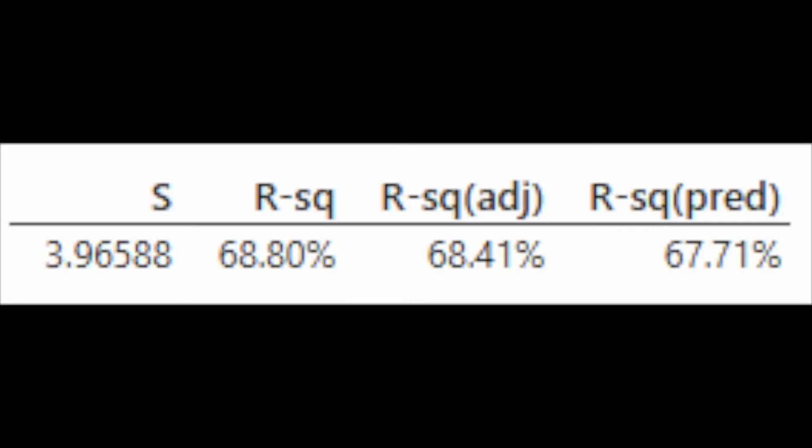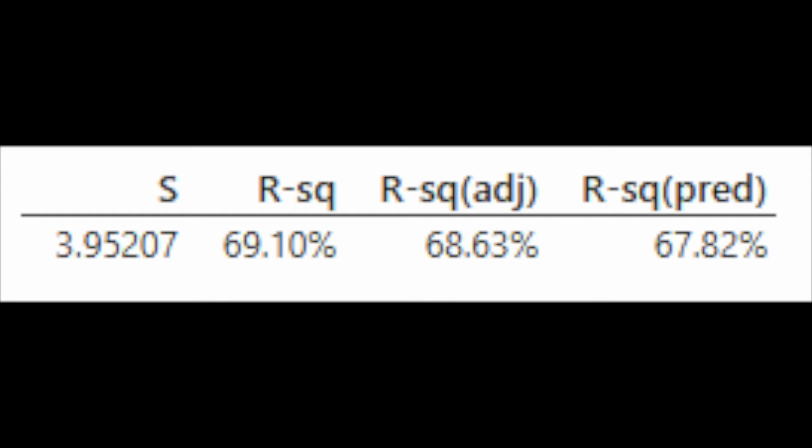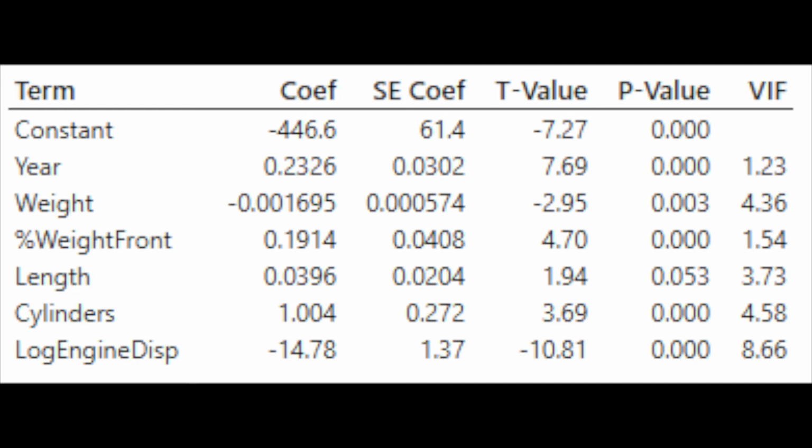The 5-variable model had the second lowest Mallows value behind the 6-variable model and produced an adjusted R-squared value of 68.41, whereas the 6-variable model produced an R-squared value of 68.63, so they were very similar. We decided that the 5-variable model would be favorable for minimizing computational and operational costs, but the 6-variable model would be better for prediction accuracy due to its low Mallows and adjusted R-squared values. Therefore, we decided to go with the 6-variable model containing year, weight, percentage of weight at the front, length, cylinders, and the natural log of the engine displacement as our regression model.